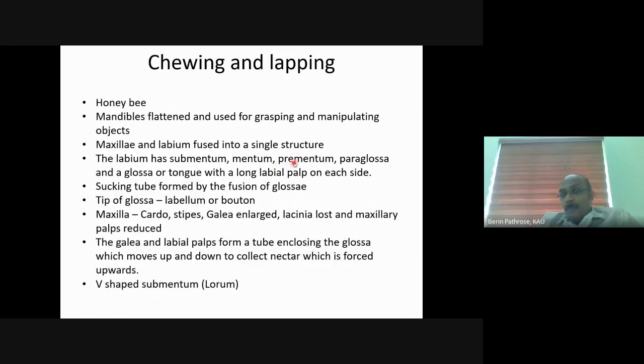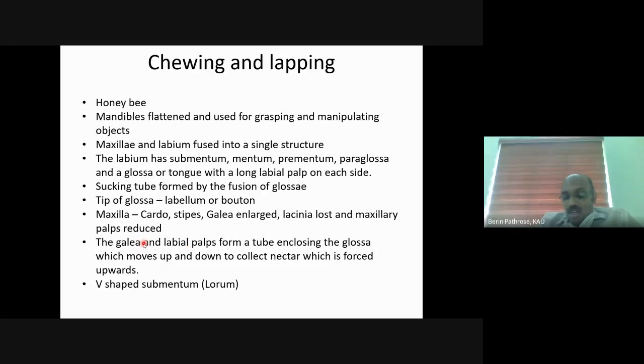Submentum, mentum, prementum. The paraglossa is there, but the glossa is elongated into a tongue-like structure, and it sucks the nectar. At the tip of the glossa we have labellum or bouton. Take the case of Diptera, in the housefly, it is labella. It is here. It is labellum. In the maxilla, we have cardo, stipes. The galea is enlarged. I told you lacinia is lost.